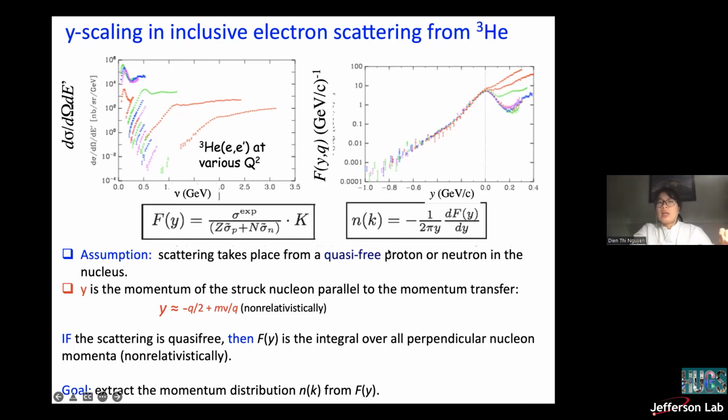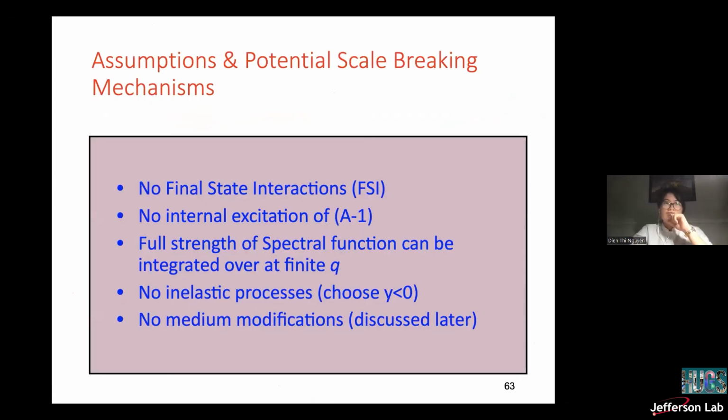And what we want to study from the nucleus is the momentum distribution. After you get this F of y scaling function, by taking its derivative, you will be able to extract the nucleon momentum distribution inside nuclei. That is what we want to study, and this follows from the quasi-elastic channel.